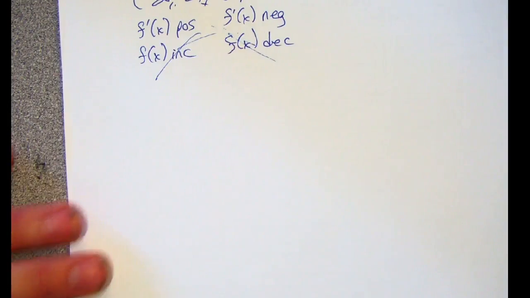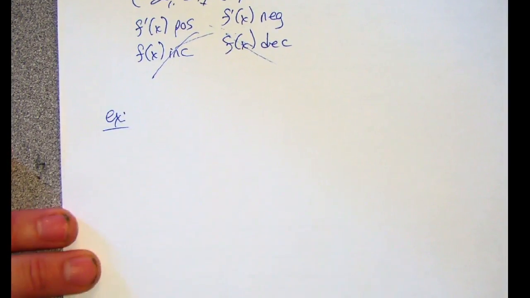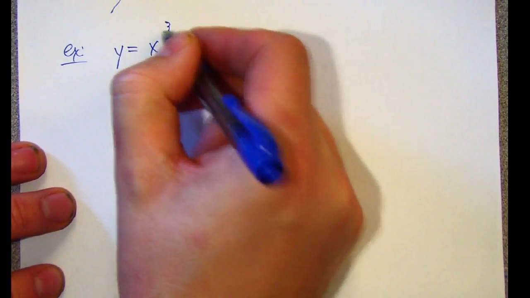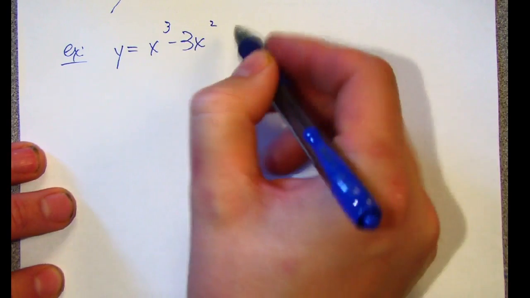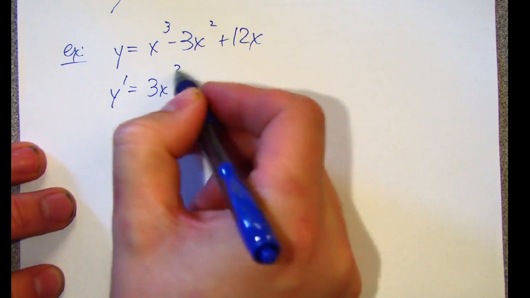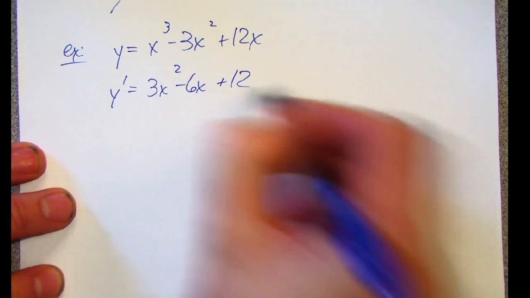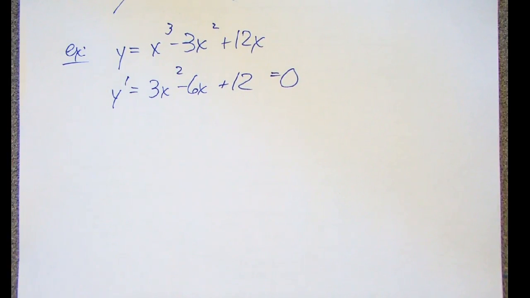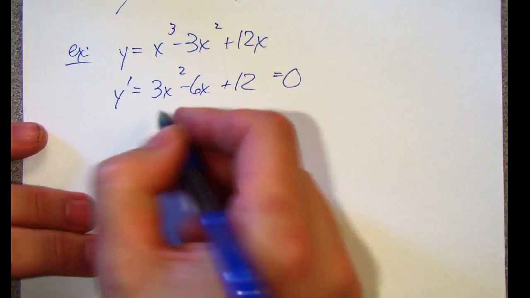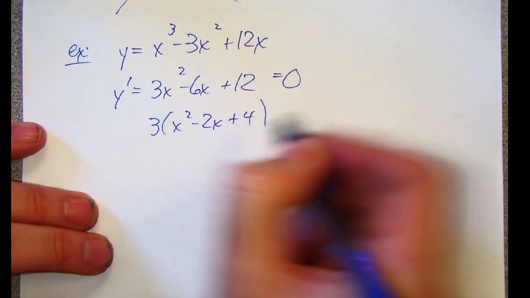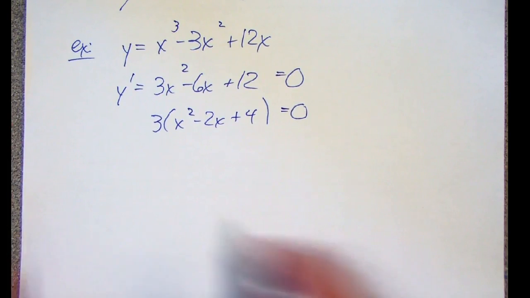Alright, third one. This is all I got for you. Let's say x to the third minus 3x squared plus 12x. So we're going to take the derivative, 3x squared minus 6x plus 12. Let's set that equal to 0. So I'm going to try to factor it. I'm going to take a 3 out, so x squared minus 2x plus 4 equals 0.